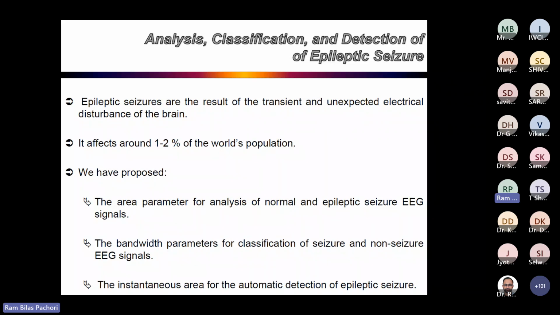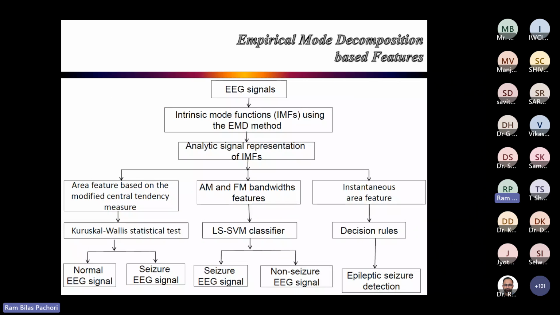We have proposed an area parameter for analysis of normal and epileptic seizure EEG signals, bandwidth parameters for classification of seizure and non-seizure EEG signals, and the instantaneous area for automated detection of epileptic seizure. These three frameworks are based on EMD, empirical mode decomposition, which will be explained in the coming slides. Let us have a brief background, what is the need of the EMD method, before going ahead.